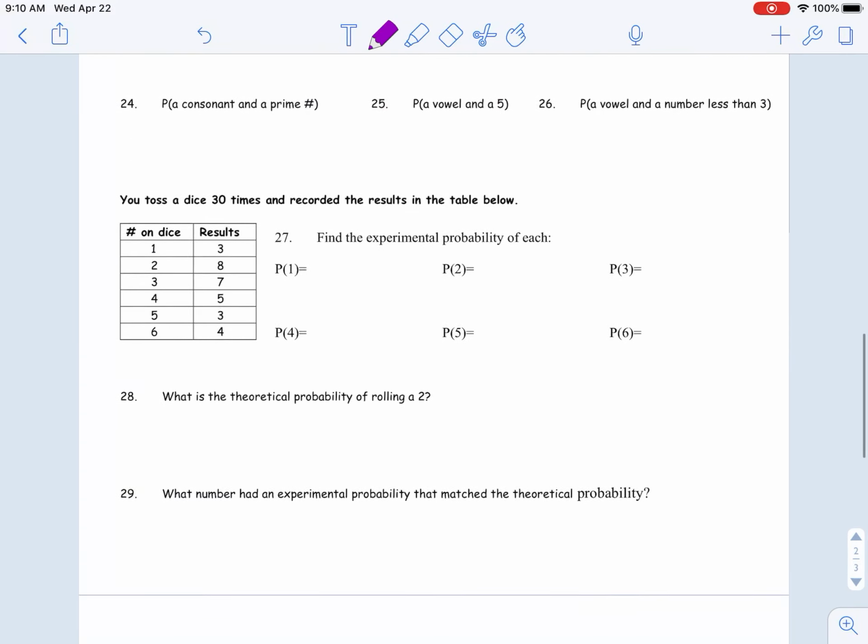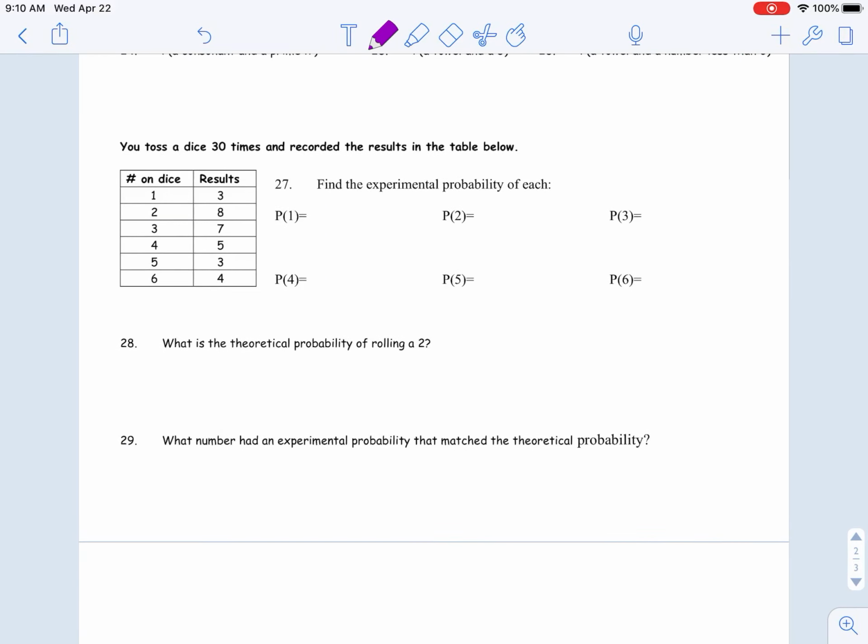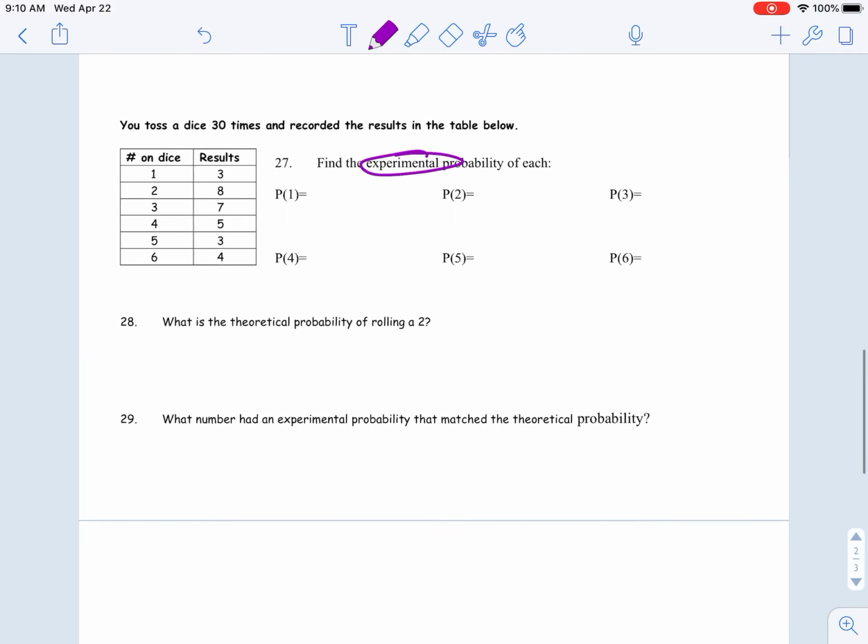Let me show you this. You toss a dice 30 times and record the results. Experimental probability is you did an experiment and you actually see what happens. Let's look at 28 real quick. The theoretical probability of rolling a 2. The theoretical probability of all the sides is 1 out of 6, 1 out of 6, and so on. There'd be 6 of them because there's 6 sides.